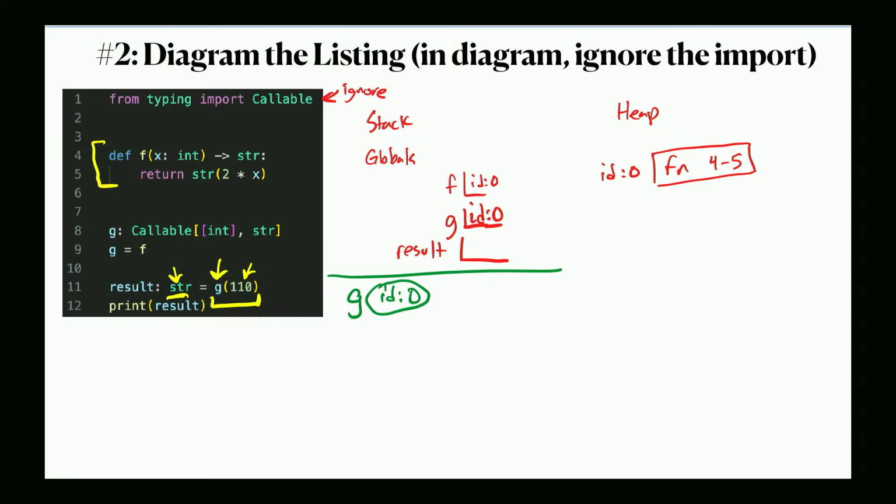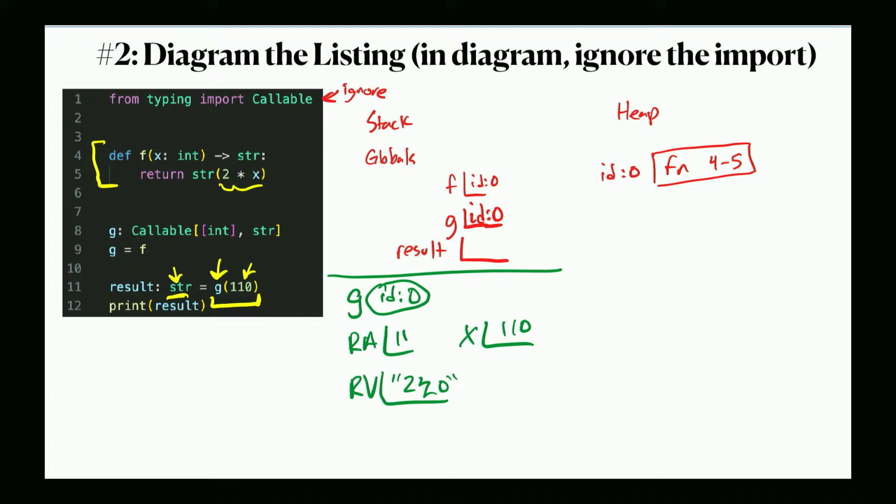Great. Our return address is 11. Our value for x, the parameter, is 110. And we're ready to jump into this function definition. We jump in, we see an expression. We're first computing 2 times x. That would be 220. And then we're converting that to a string using the string constructor and ultimately returning that. So the return value here would be the string 220.